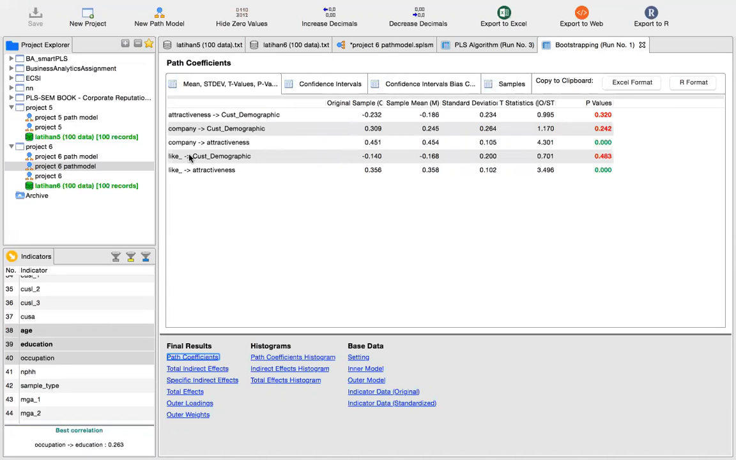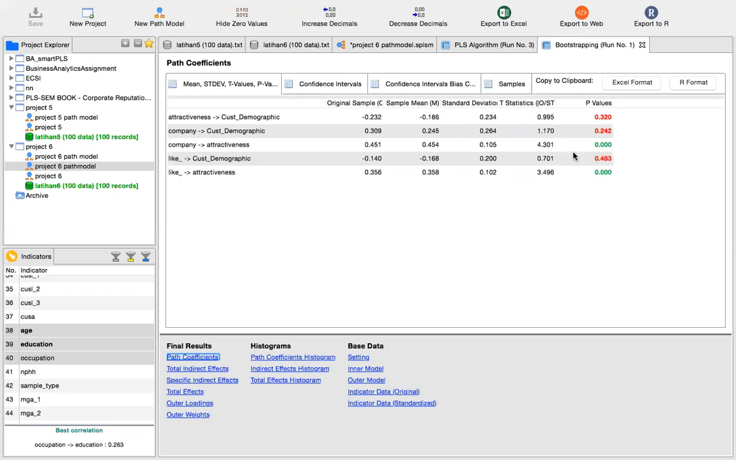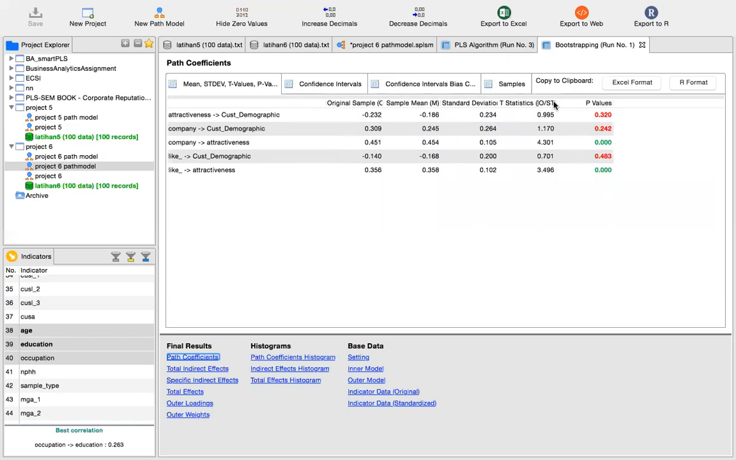All the data that are connected to customer demographic are in red color because they are higher than 0.05. In this case, none of them has any significant effect.